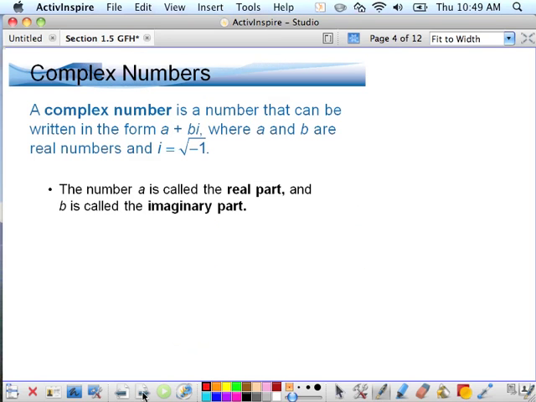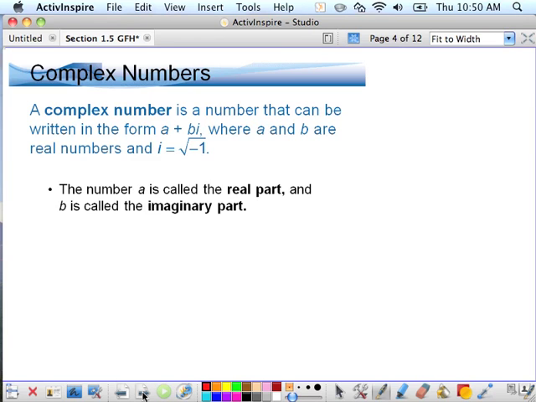Complex numbers. A complex number is a number that can be written in the form a plus bi. Now, it doesn't have to actually be plus. It can be plus or minus. The b could be negative. Where a and b are real numbers and i is the square root of -1. So i is the imaginary unit. The number a is called the real part and the number little b is called the imaginary part.